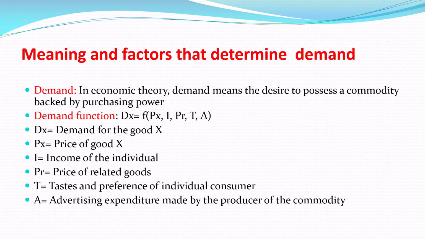Px refers to price of good X. I, income of the individual. Pr, price of related goods. T, taste and preference of the individual consumer. A, advertising expenditure made by the producer of the commodity. So all these are independent variables which determine the demand for the product.